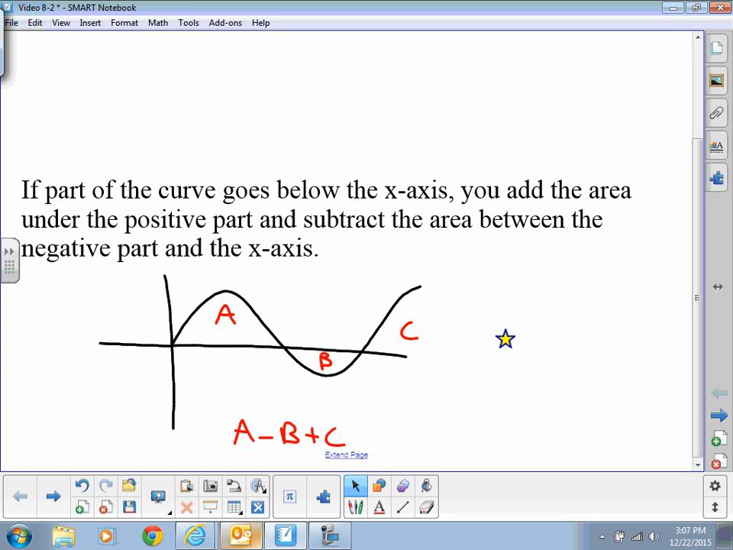Any area that's above the x-axis is considered positive area, whereas any area that is below the x-axis is considered negative area. So in this section, if we had a curve that had three parts, A, B, and C there, the A would be positive area, then we would subtract off our area for B, and then add on our area for C.